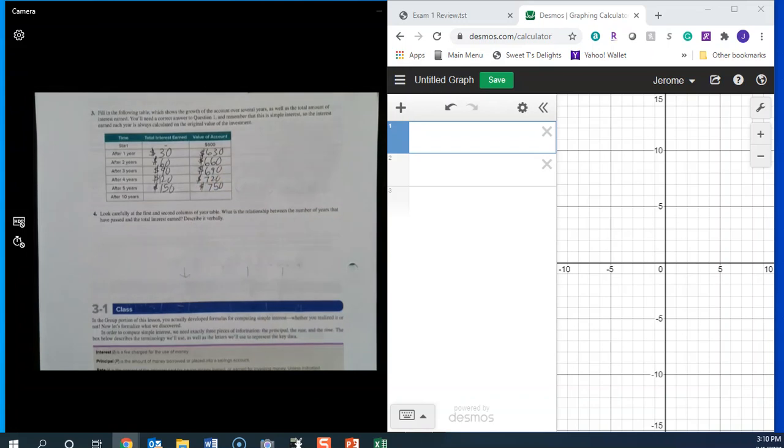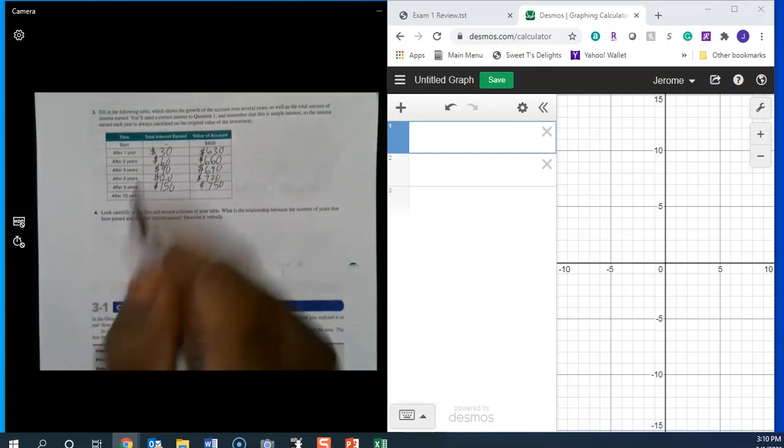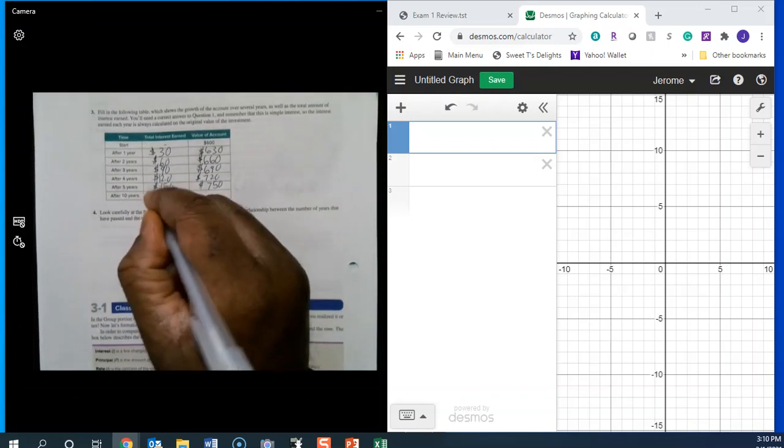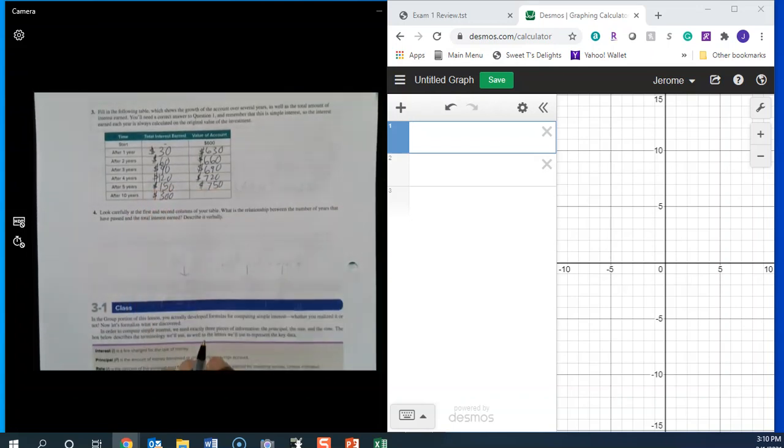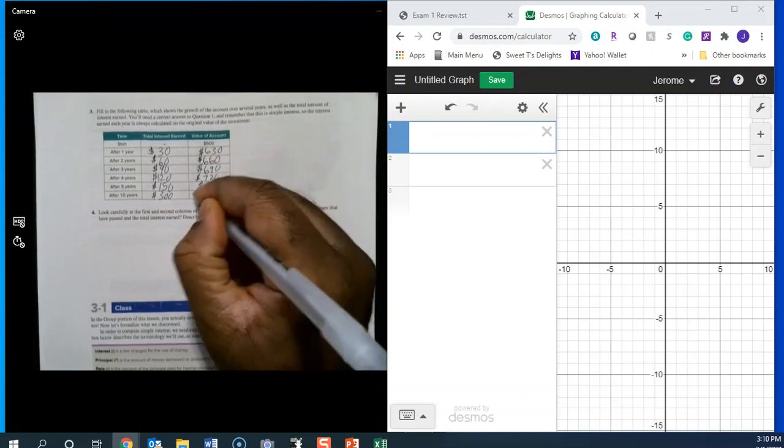Now, if you look here, it says after 10 years. So we would take 30 times 10, which would give us $300. And we'll add it to the original $600. So that'll be $900.